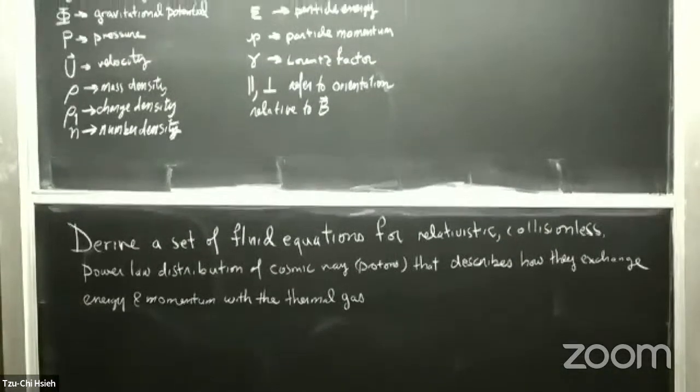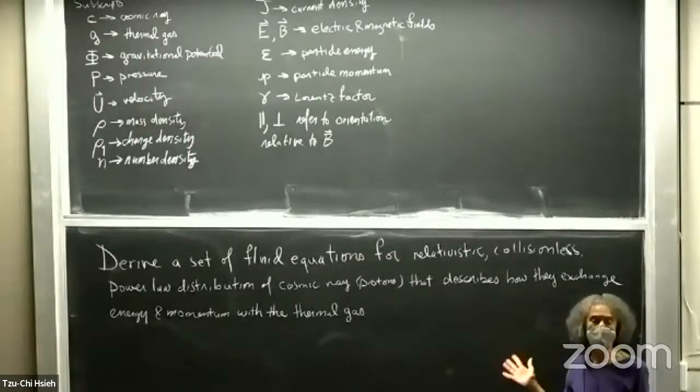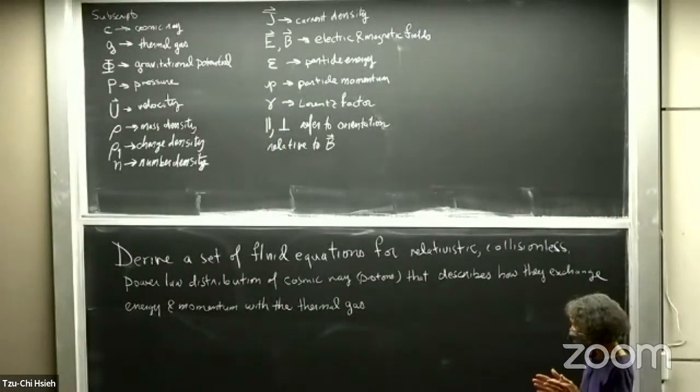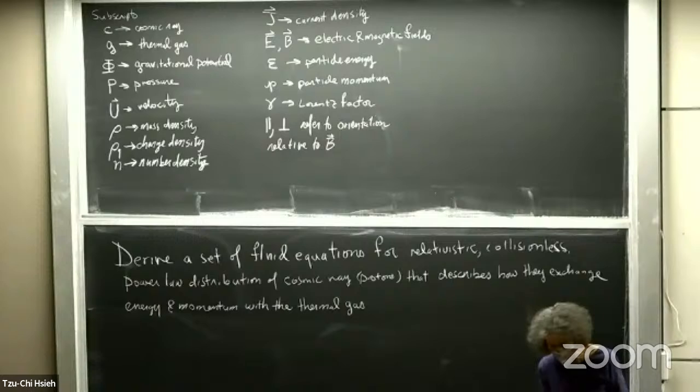And I've also written down the program that we embarked on last time, which is recognizing that cosmic rays are a major constituent of diffuse astrophysical gas. How can we describe their interaction, exchange of energy and momentum in a way that's suitable for inclusion in large-scale models for the evolution of galaxies and galaxy clusters, which means deriving a fluid theory.